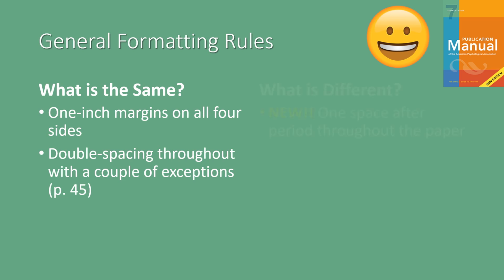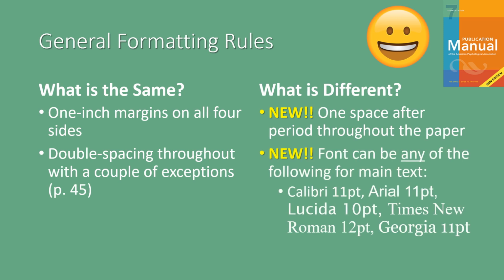Now what's different are the following. First of all, we only use 1 space after a period throughout the paper. Previously in APA style, we were using 2 spaces after a period in the body of the text, and just in the references list, we used 1 space, but now it's all consistent. And another big change is that whereas we were only to use Times New Roman font size 12 previously, now we have 5 different fonts to choose from. Calibri 11 point, Arial 11 point, Lucida 10 point, Times New Roman 12 point, and Georgia 11 point.